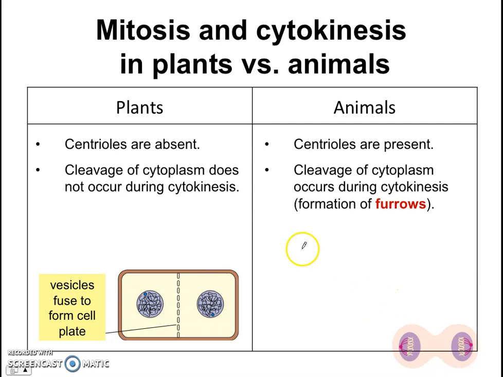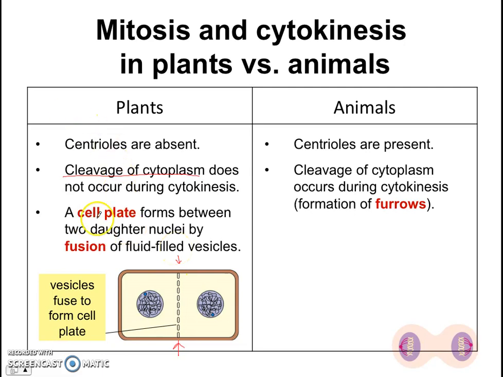Now, the reason why there's no cleavage of cytoplasm in plants is because plant cells have a cell wall. So in order to split the cell into two, you don't really need to form a furrow here. All you need to do is form a new cell wall here, and it kind of splits the cell into two already. So how does the plant cell form a new cell wall in between the two nuclei? It does so by forming what is called a cell plate.